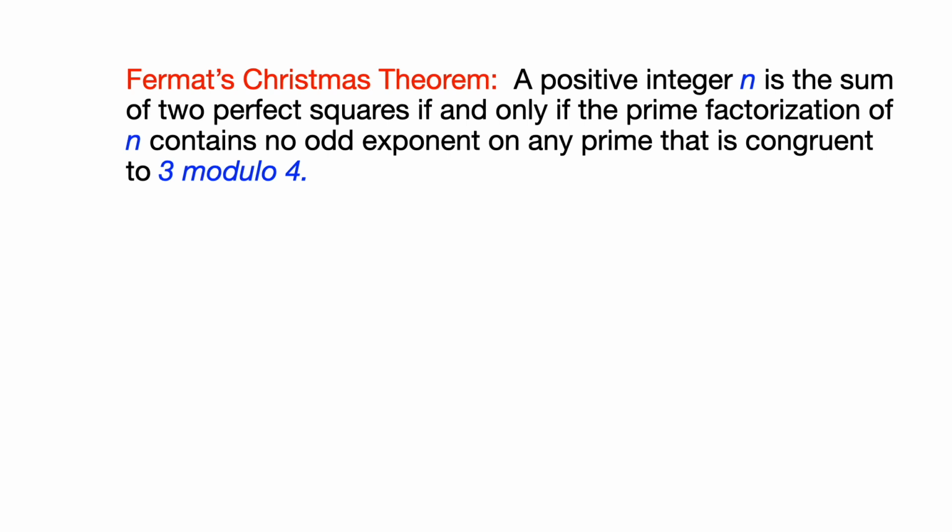Now we have Fermat's Christmas theorem. That is, a positive integer n is the sum of two perfect squares if and only if, in its prime factorization, it contains no odd exponent on any prime that is congruent to 3 mod 4. Like 7, 11, or 19.